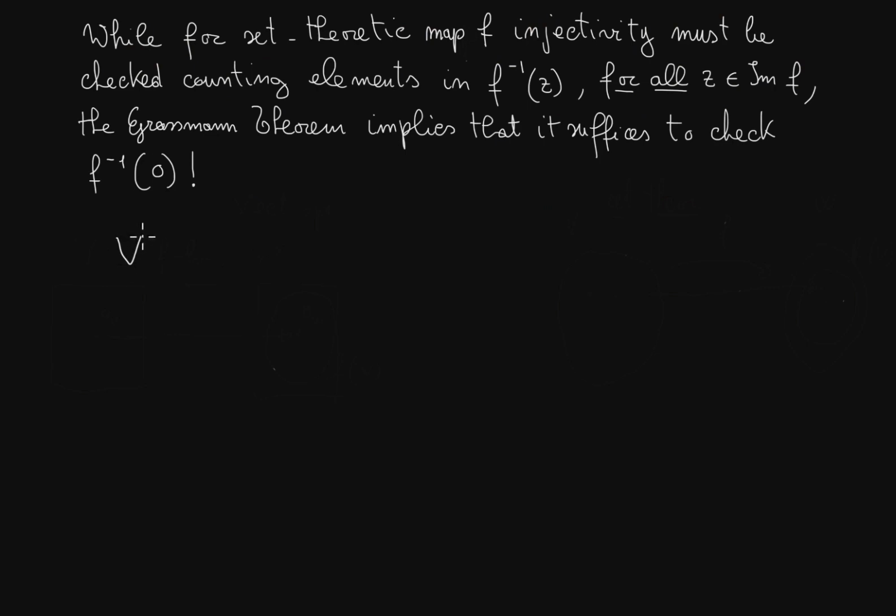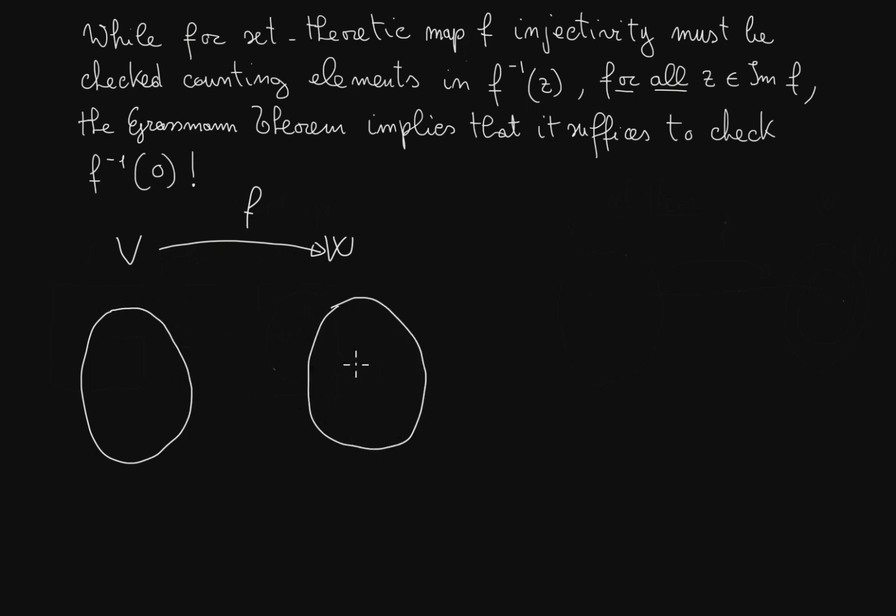So let's say that V is a set and W is another set, and we have a map F from V to W, just a set theoretic map. So V and W. Let's say that this is the image of F. Remember that injectivity of a map means that if I start from two elements in the domain, their images will be different elements in the codomain. If there exist two elements in the domain that are mapped to the same element in the codomain, then the map is not injective anymore.